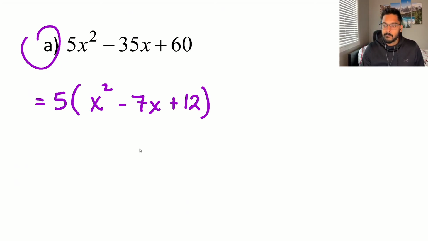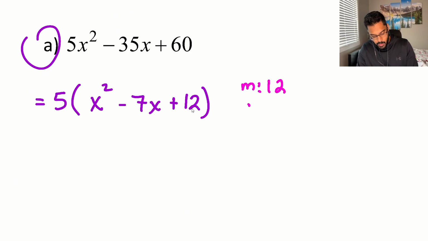Yeah. So there you have it. Now, inside the set of brackets, that looks like something we could potentially deal with. That looks like something we can factor. So we're looking for two numbers that multiply to 12 this time, but add to negative 7.